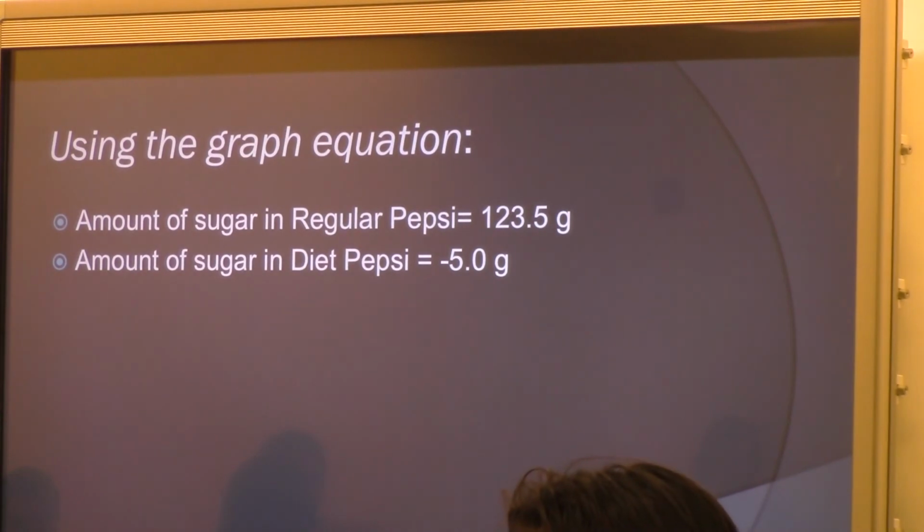So what we found is that regular Pepsi has about 123.5 grams of sugar, and for Diet Pepsi it says -5, but probably because of different sources of error, it's supposed to be 0. That's what they claim, and that's what we found. Yeah, and so the negative can just show that there's no sugar in Diet Pepsi.